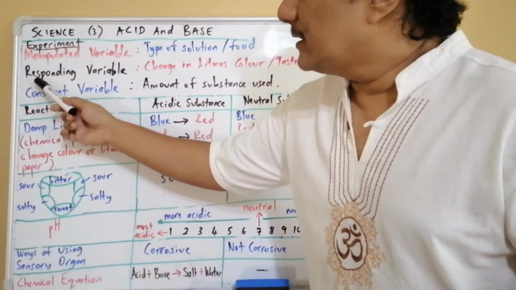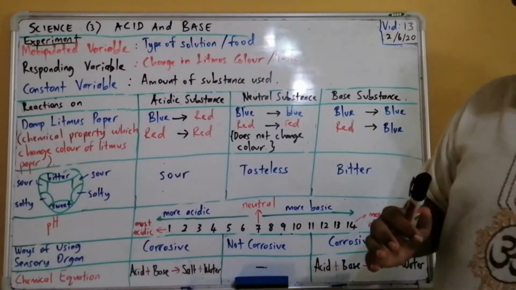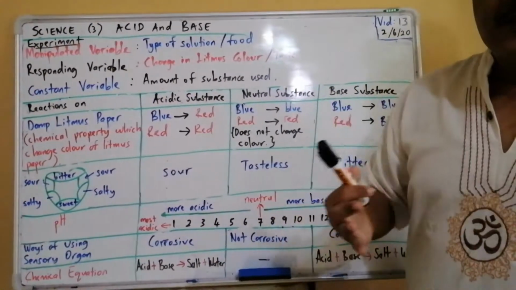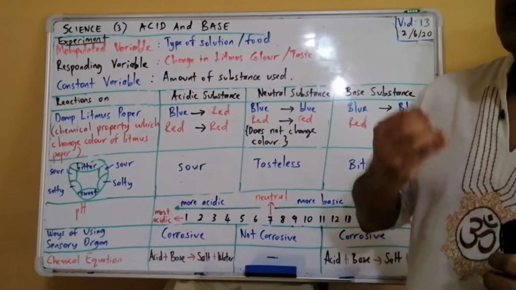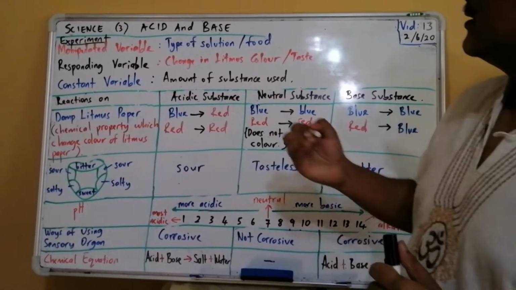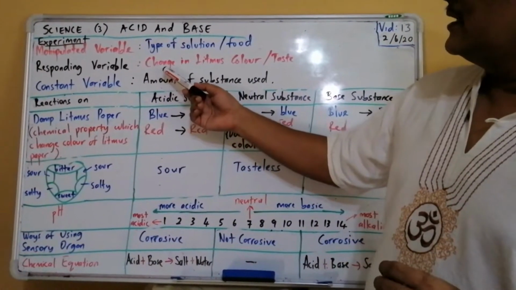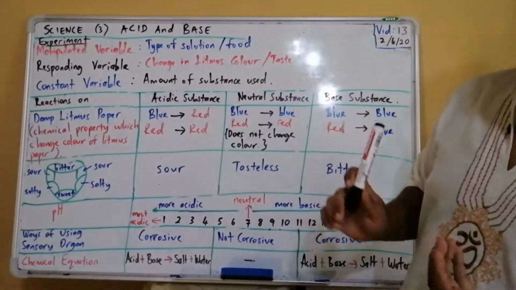Then the second type of variable is the responding variable. The responding variable is the one which will give you the result in the experiment, or the result that we are looking for in an experiment. So in this case, maybe for an acid and base experiment, we would like to see the change in litmus color or the taste and so on.